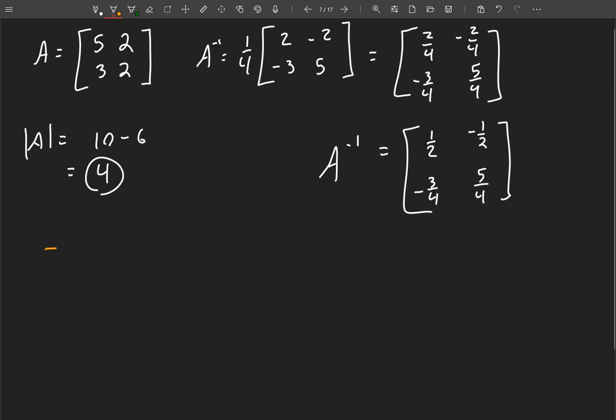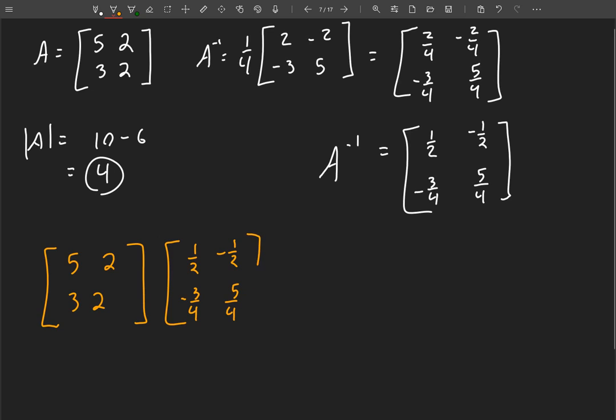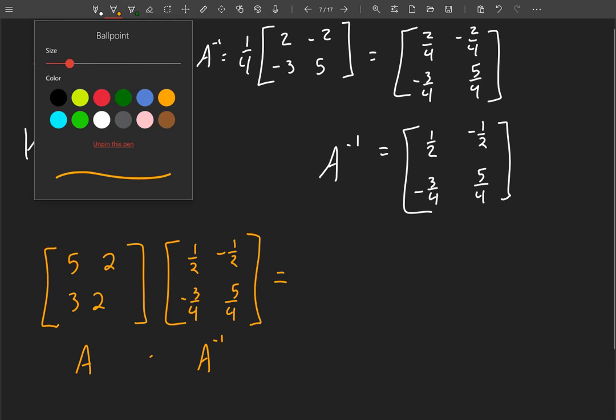So here's A. I'm just going to write it down again: 5, 2, 3, and 2. And then here I'm going to write 1/2, -1/2, -3/4, 5/4, and now I'm going to multiply. And hopefully, if I did everything right, I should get the identity matrix, because this and this are inverses of each other. Okay, here we go. Let's do it.